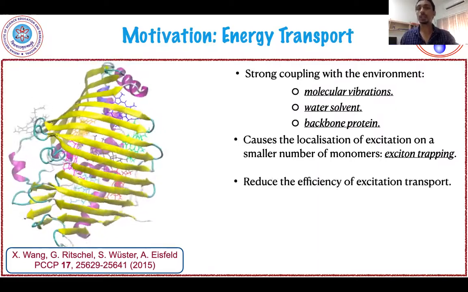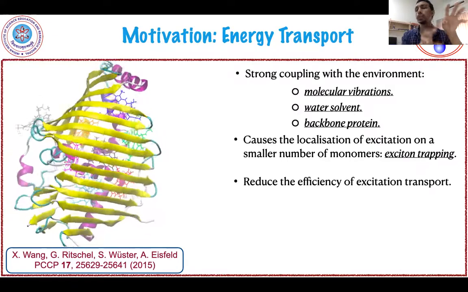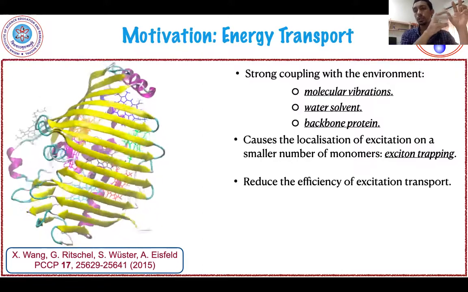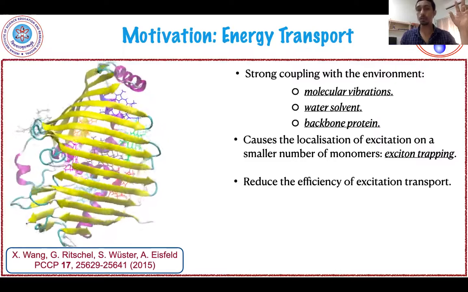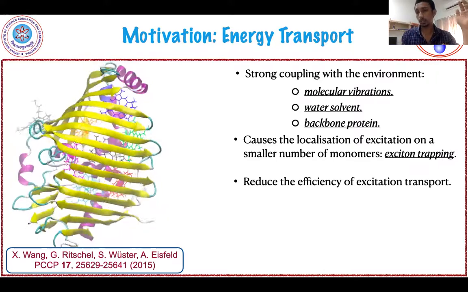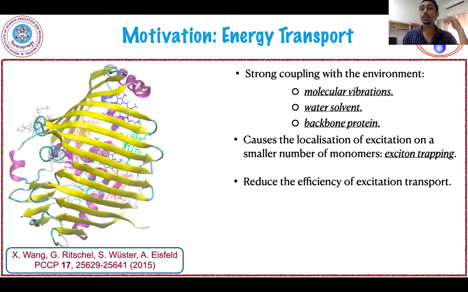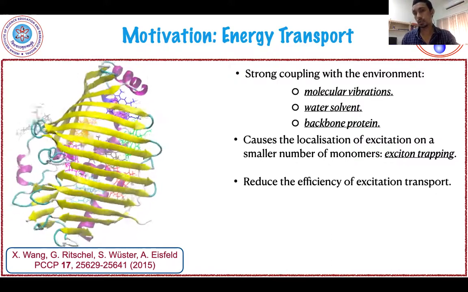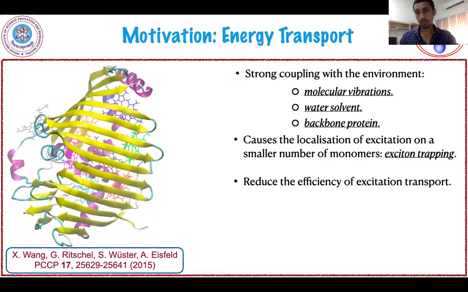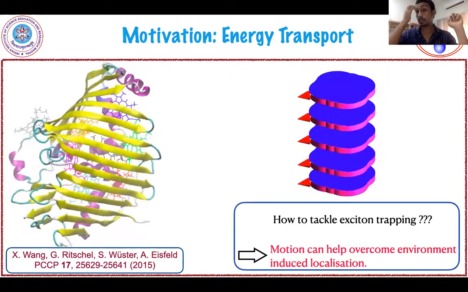What exciton trapping does is ultimately localize the excitation energy to a finite number of molecules. It's like we excited a molecule and wanted that excitation to reach a certain number of molecules, but it is not going there because of this strong coupling with the environment. This exciton trapping will reduce the efficiency of excitation transport, and that will ultimately reduce the efficiency of the dye-sensitized solar cells that we are trying to make. So this is the big problem there, exciton trapping.